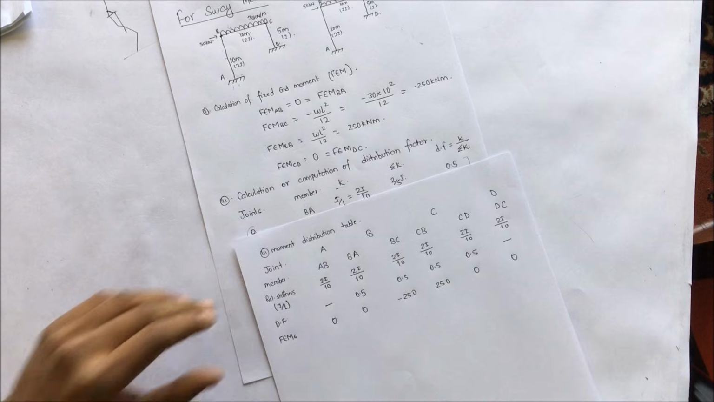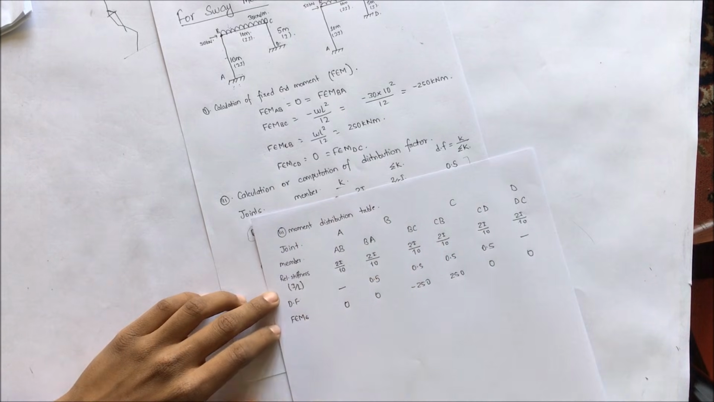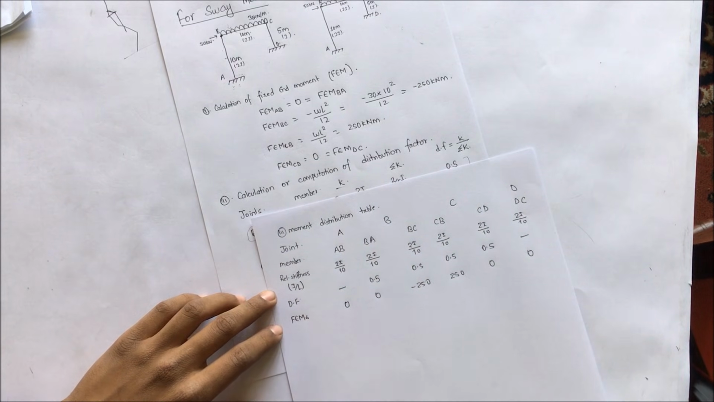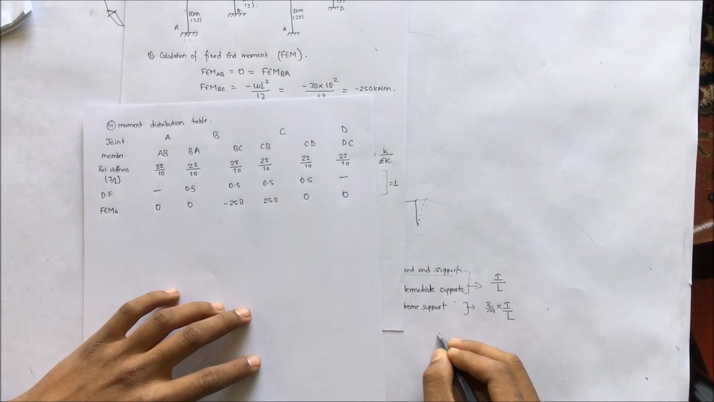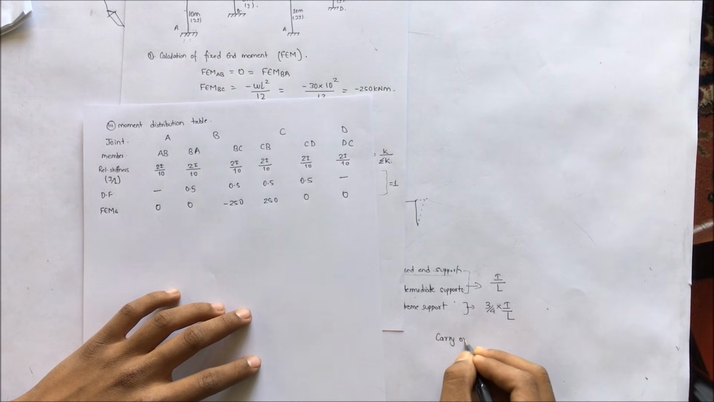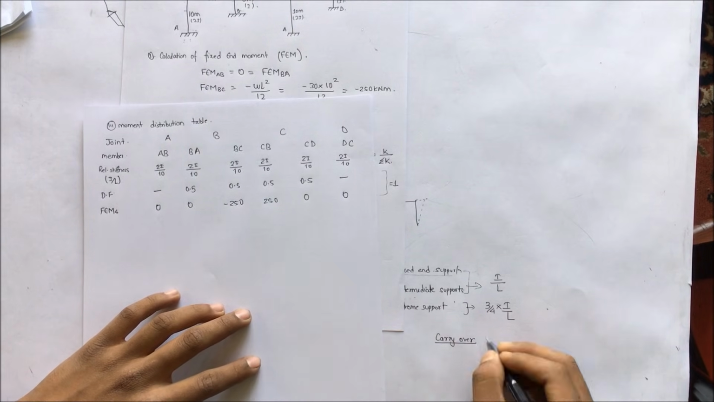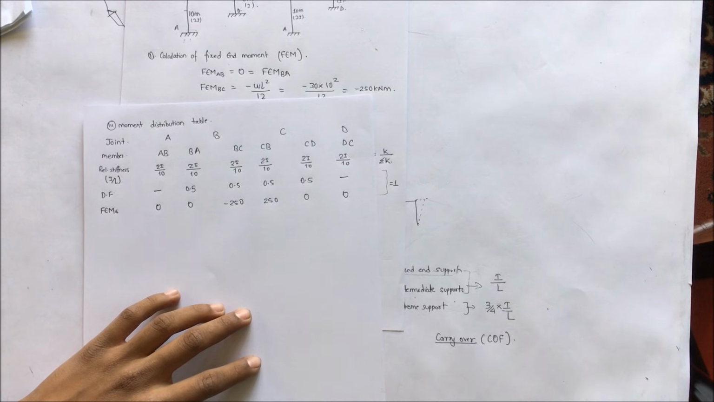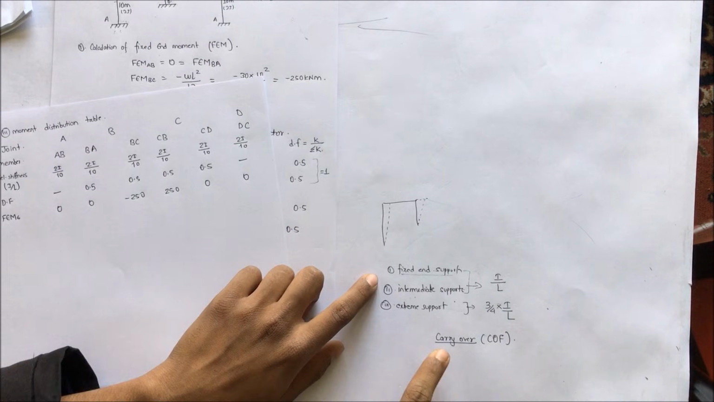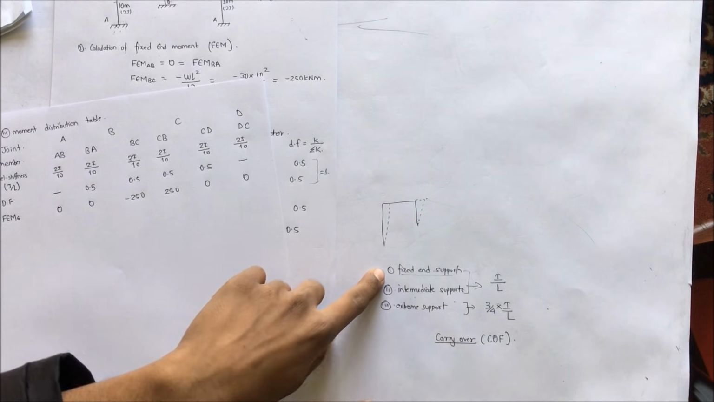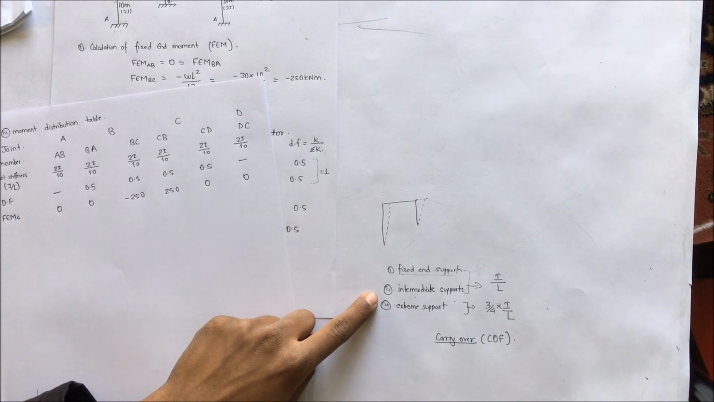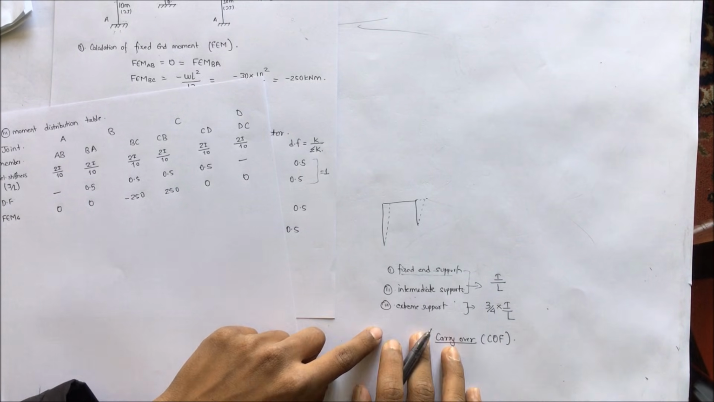This is the real part. Now we have to go for the balancing and carryover part. So before starting that, let me clarify that the carryover factor, COF, also goes differently with these three kinds of supports. For fixed end and intermediate support, the carryover factor is different, and for extreme support it is different.